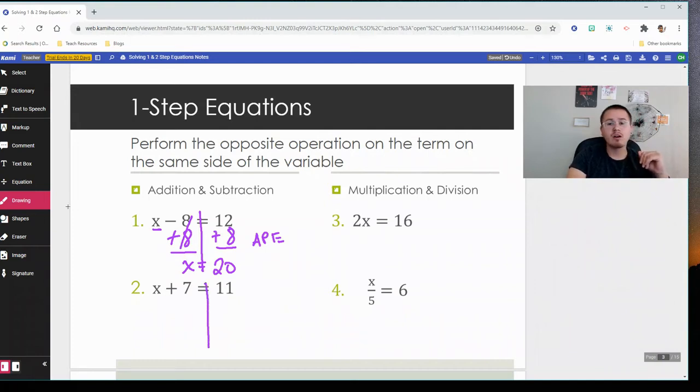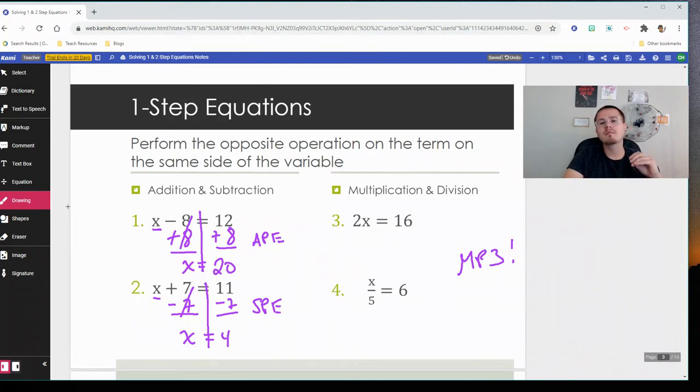Train track, always look where the variable is on the left side. What up, x? Get rid of this plus 7. How do you do that? Subtract 7 on both sides. 11 minus 7 is 4. And that was the SPE, subtraction property of equality. Again, you can use verbiage, but we're working on math practice 3, justifying, constructing arguments, critiquing others.